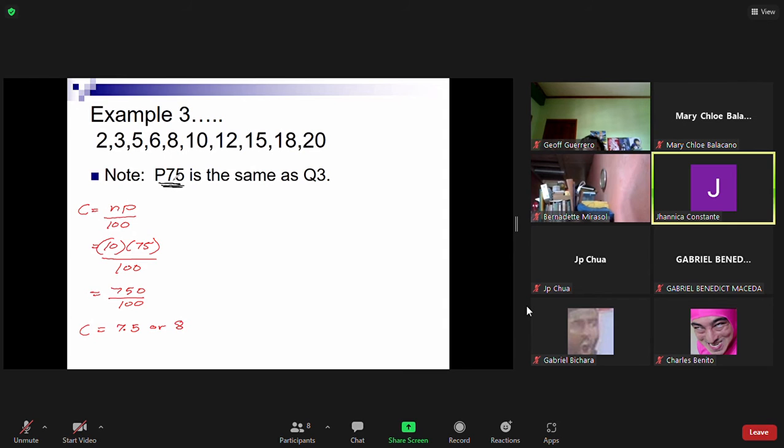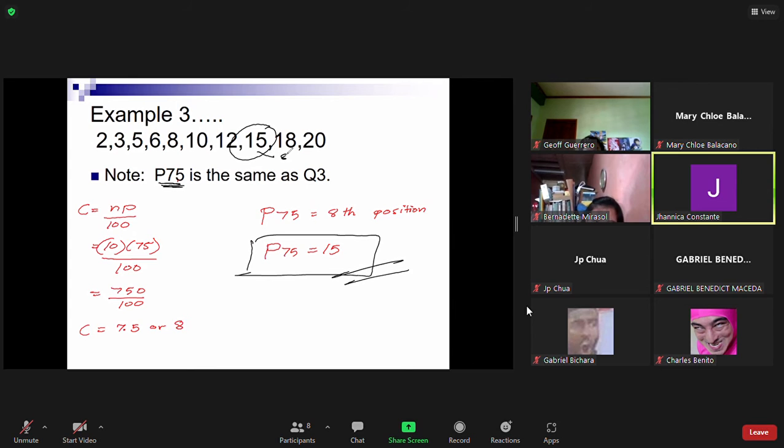So that means the 75th percentile is equal to the 8th position in the set of data that we have. The number that is in the 8th position is 15. So percentile 75 is equal to 15. So that is our 75th percentile in the set of data that we have.